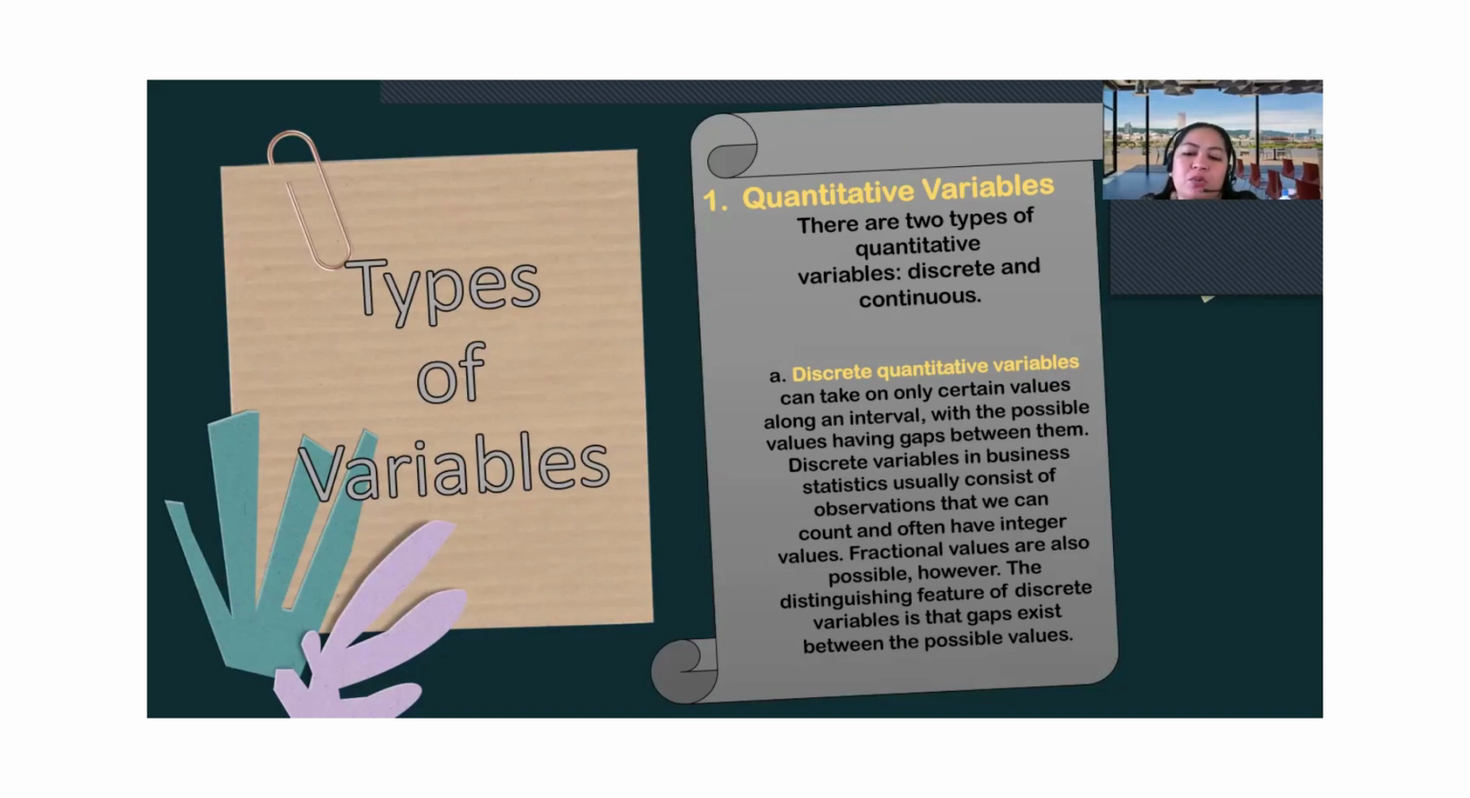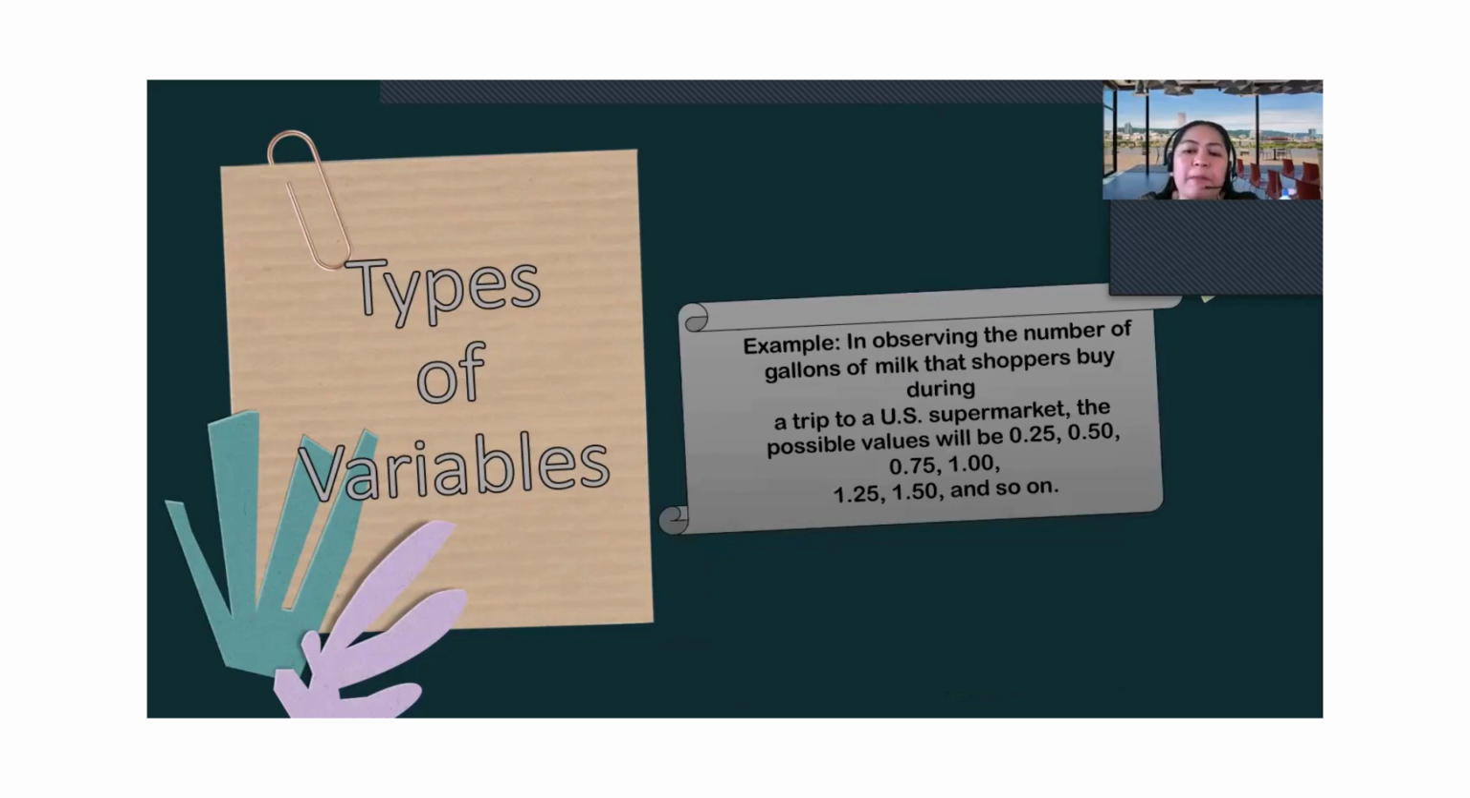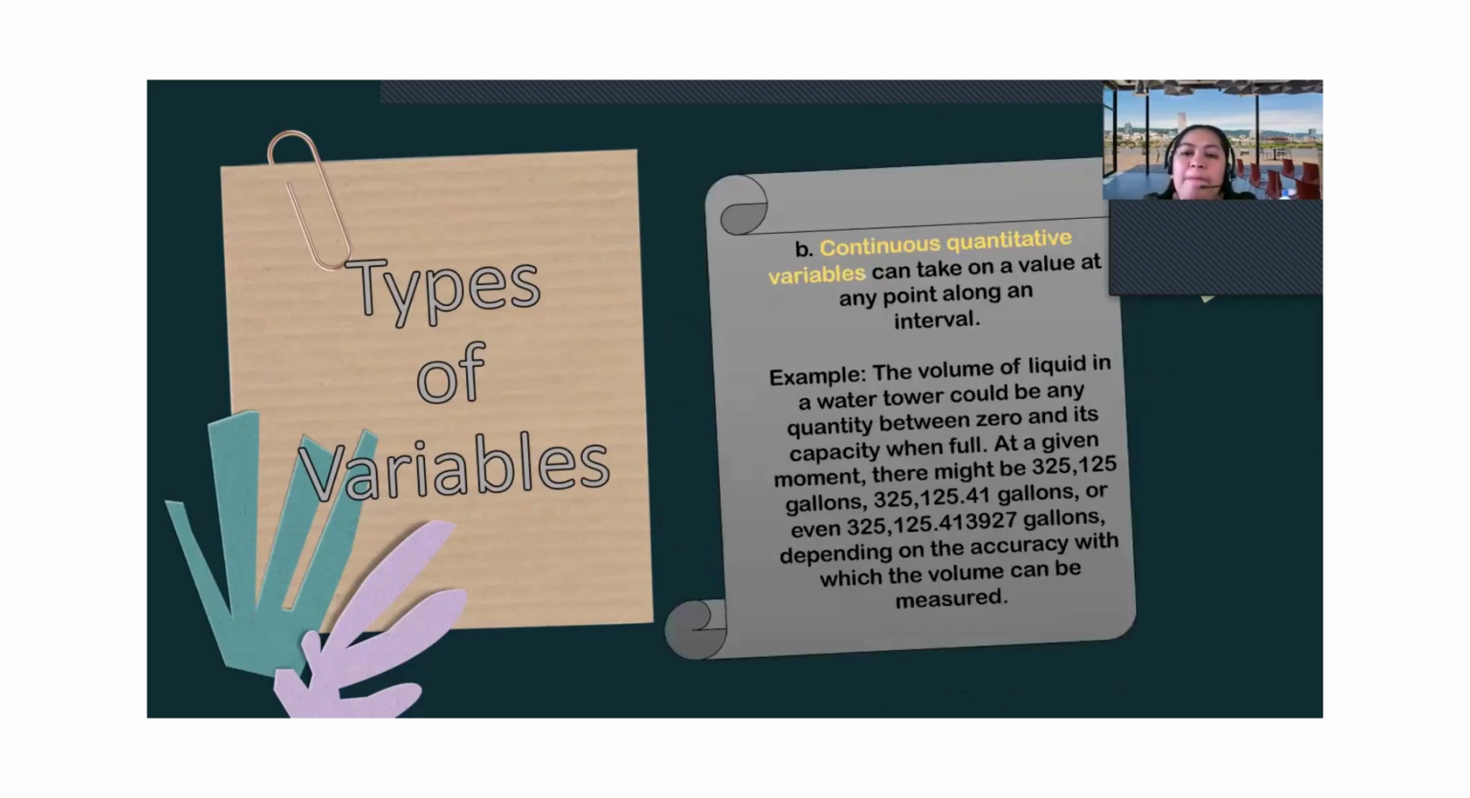However, the distinguishing feature of a discrete variable is that gaps exist between the possible values. For example, in observing the number of gallons of milk that shoppers buy during a trip to a US supermarket, the possible values will be 0.25, 0.5, 0.75, 1, 1.25, 1.5, and so on. Next is the continuous quantitative variables.